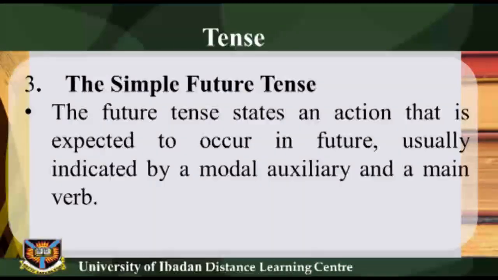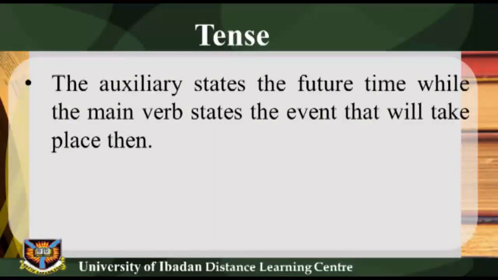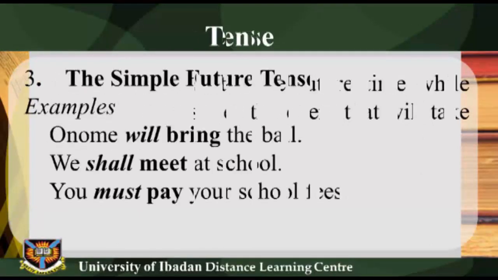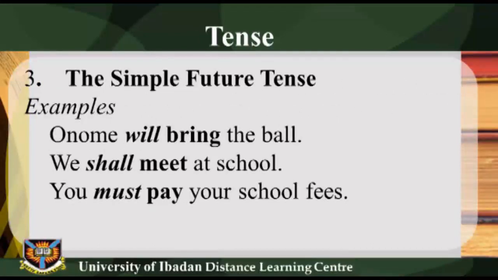Number 3. The simple future tense. The future tense states an action that is expected to occur in future. It is usually indicated by a modal auxiliary and a main verb. The auxiliary states the future time, while the main verb states the event that will take place then. Such auxiliary verbs include will, shall, must, ought to, and going to, as in the following sentences.